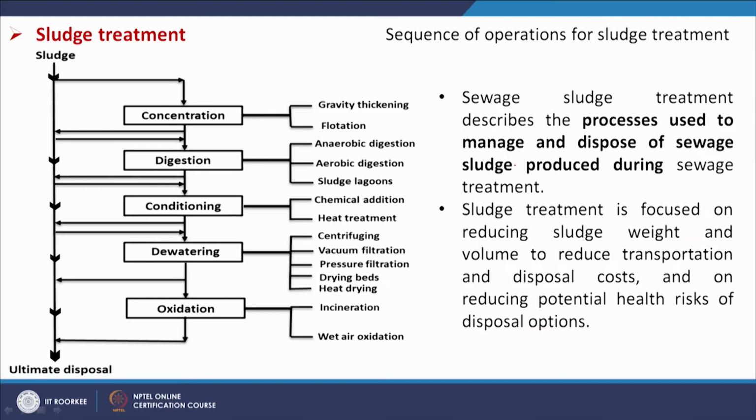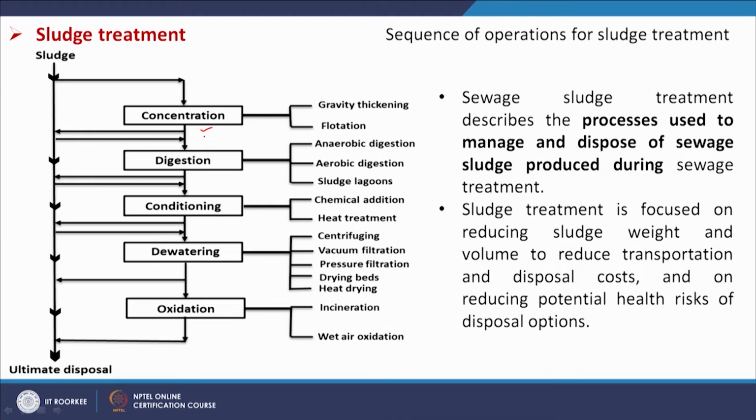So, the sewage sludge treatment describes the processes used to manage and dispose of sewage sludge produced during sewage treatment. Sludge treatment is focused on reducing sludge weight and volume to reduce transportation and disposal cost, and on reducing potential health risk of disposal options. And you see the first step for the treatment is concentration.